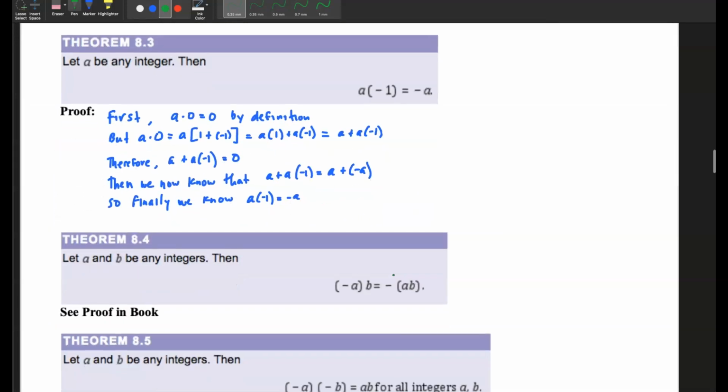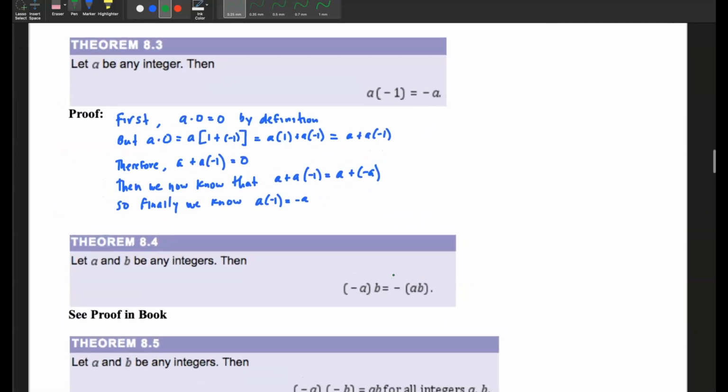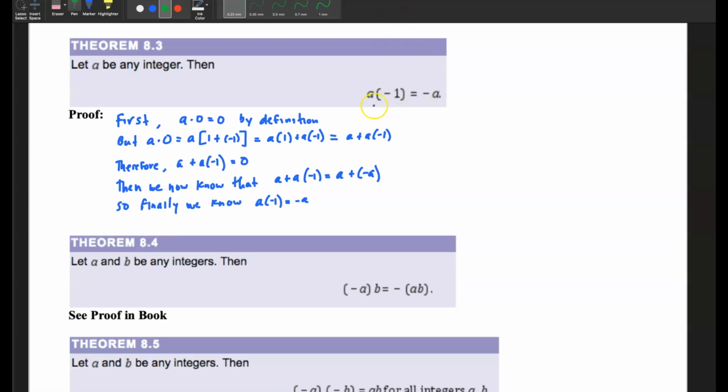There are a couple of proofs that I want you to think about. You're not a math major, but I want you to appreciate some of the reasons why things are. Why would a times negative 1 be the same as the opposite of a? There's a nice proof here leading us through that. a times 0 is 0. We know that by definition. If that's true, then a times 0 is the same as a times 1 plus negative 1, because 1 plus negative 1 equals 0. So that's a true statement, because this whole thing equals 0.